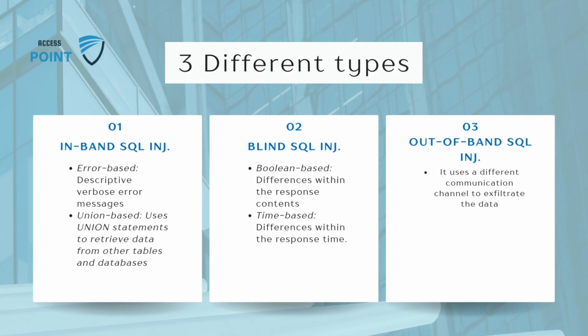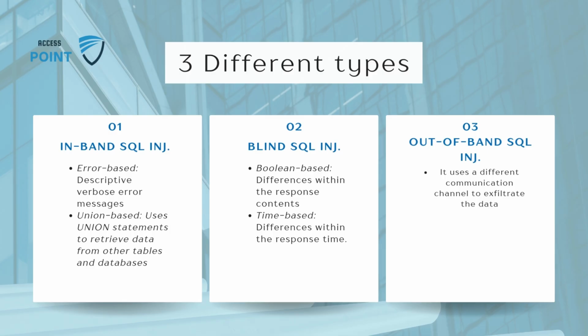This is incredibly slow, but for a patient attacker targeting a high-value system, it's a highly effective way to extract data completely undetected. So we've covered the loud attacks that show you the data and the stealthy blind attacks where you have to guess the data. But what if the server is so unstable that even a time-based attack is unreliable? That's when an attacker pulls out a rare but powerful technique, out-of-band SQL injection.